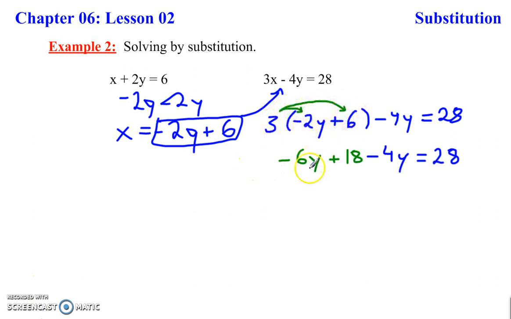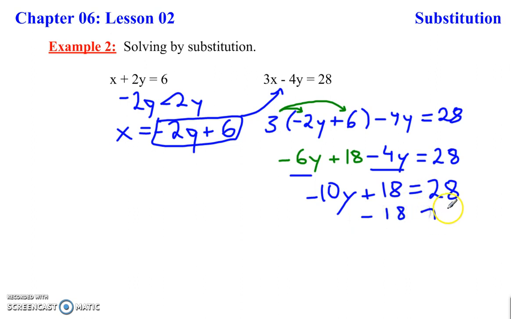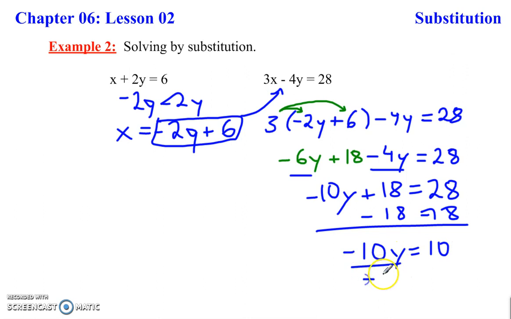Okay, so you do distributive property, get negative 6y plus 18 minus 4y, combine like terms, negative 10y plus 18 is equal to 28. Subtract 18 from each side. You get negative 10y is equal to 10. Divide by negative 10, and you get y is equal to negative 1.